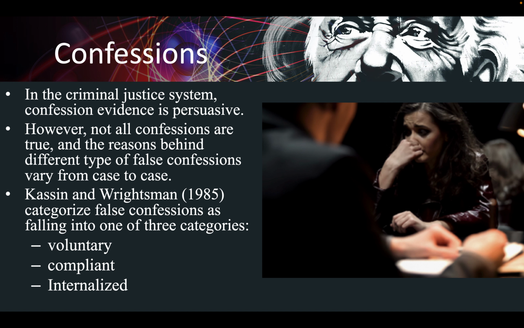In the criminal justice system, confession evidence is persuasive. However, not all confessions are true, and the reasons behind different types of false confessions vary from case to case. Kassin and Wrightsman in 1985 categorized false confessions as falling into one of three categories: voluntary, compliant, and internalized.